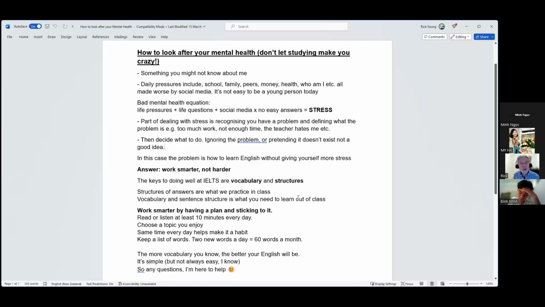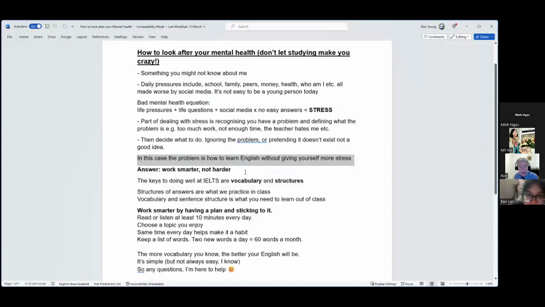In the short term, it's okay to try and ignore a problem or forget about it or pretend it doesn't exist. But in the long term, this is not a good idea. So in this case, Bao Lang, what I've highlighted, please. In this case, the problem is how to learn English without giving yourself more stress.